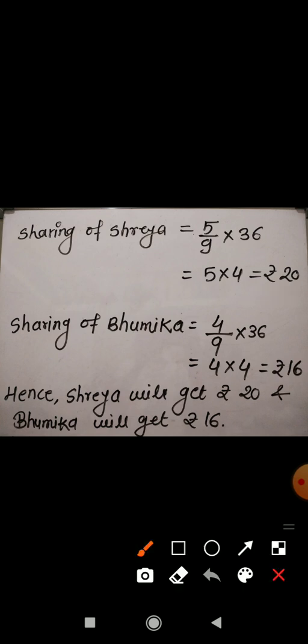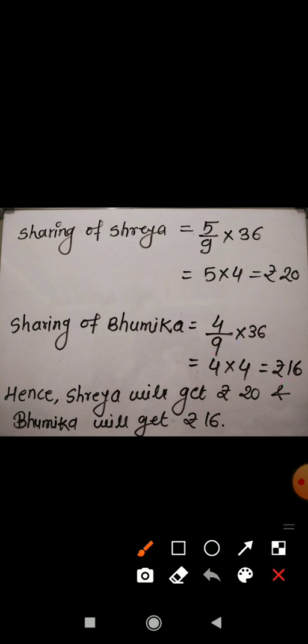Similarly, what will be the share of Bhumika? 4 by 9 of the total amount. You can see the second part of the ratio is 4 and the sum of the terms is 9. Hence the share of Bhumika will be 4 by 9 of 36. Now 9 fours are 36 and 4 into 4 is 16. So the share of Bhumika is 16 rupees.